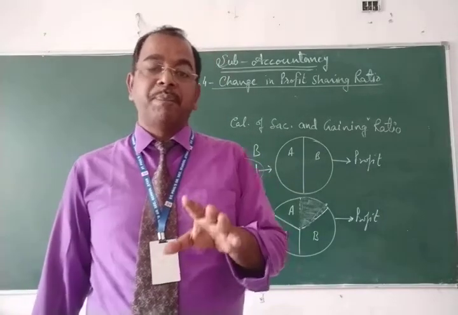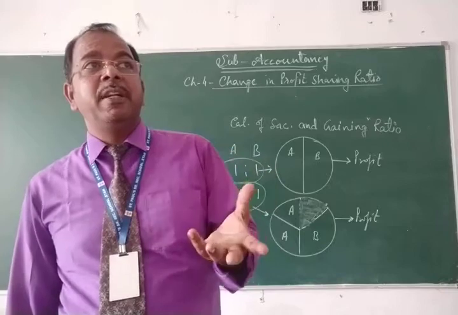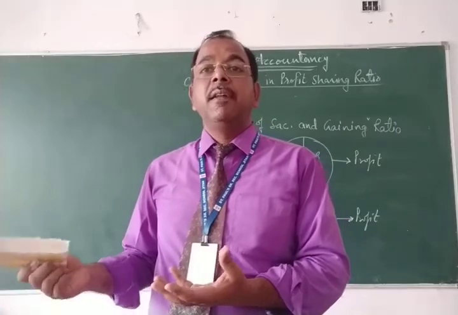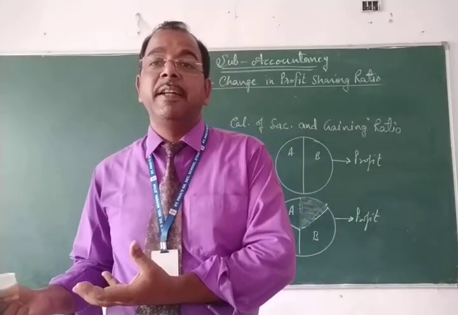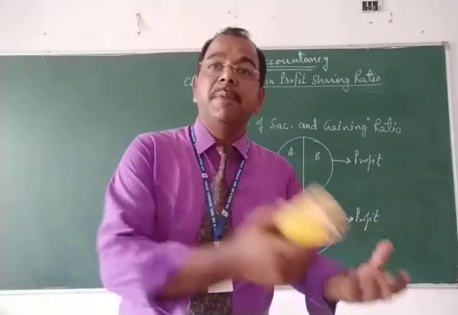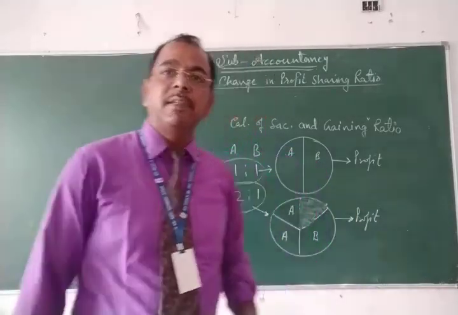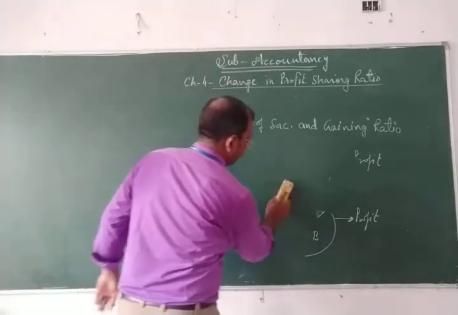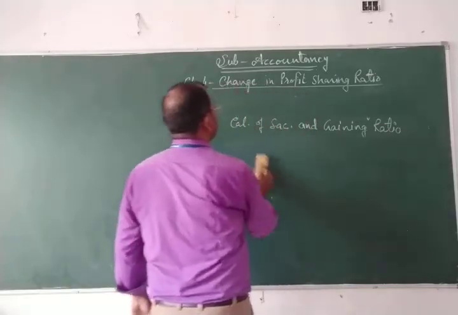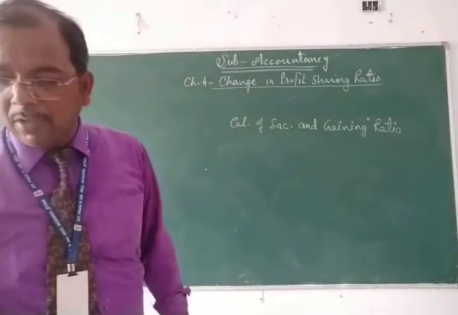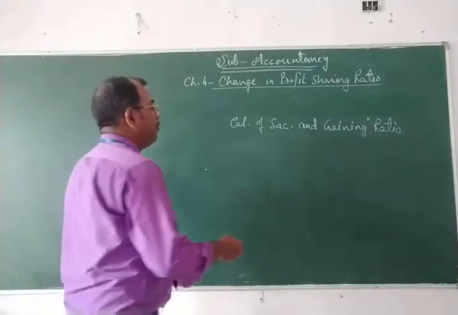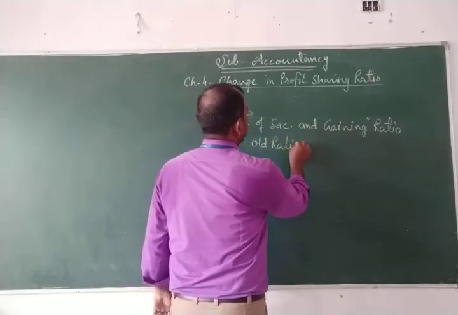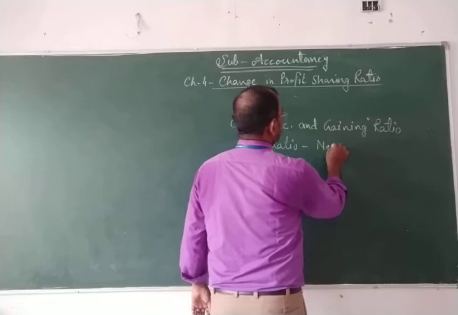Students, I have told you, when the profit sharing of the partners changes, definitely some partners gain, and whatever amount the partners are gaining, the same amount is being sacrificed by other partners. Okay, students? So how is it calculated? Let's see. One formula is there: old ratio minus new ratio.